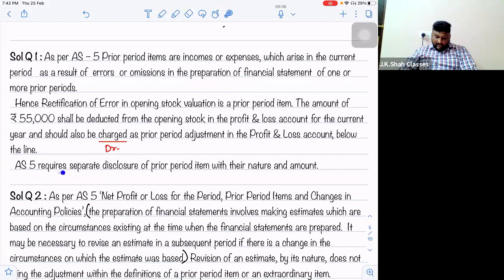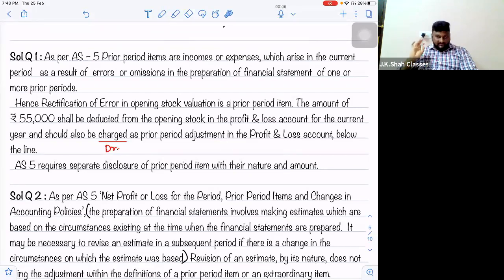And finally, AS5 requires separate disclosure of prior period item with their nature and amount. So we will also give a separate disclosure for this. Separate disclosure as in the profit and loss account, you have to write it separately. Plus in the notes to accounts also, you will give a separate disclosure. In the notes to accounts, you will write the nature. What is the nature? Rectification of error, that is upward valuation of closing stock last year. So current year it is reduced by 55,000. So nature and amount will also be disclosed separately in your notes to accounts, as well as it will have a separate presentation in the profit and loss account also.